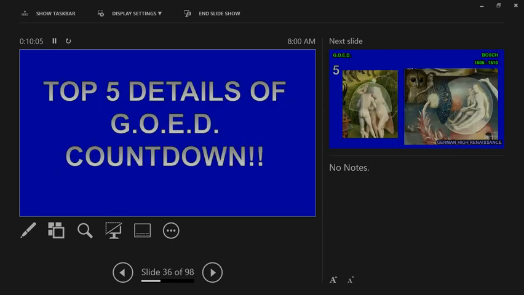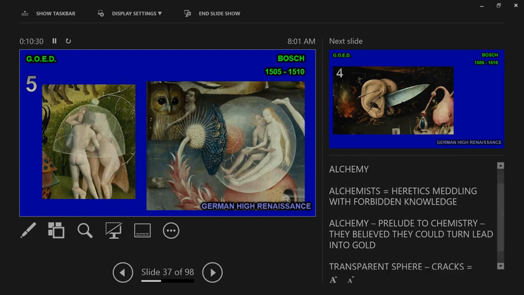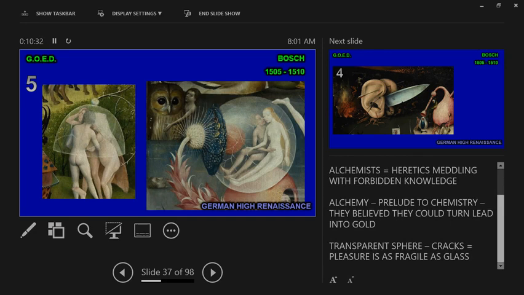All right, I've got my top 5 details of Garden of Earthly Delights countdown. All right, number 5, these glass shields and domes and structures is a reference to alchemy. Alchemy is the precursor to chemistry. So it was people playing with chemicals, but they didn't really know what they were doing. And one of the things that alchemists were trying to do was turn lead into gold. But they used a lot of glass beakers and vessels in their alchemy.